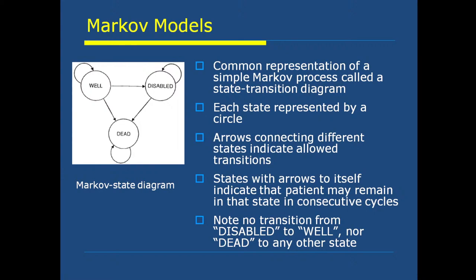States with arrows to themselves indicate that patients may remain in that state in consecutive cycles. So look at the well state. A patient can remain in the well state for some cycles, and the same for the disabled state. Note that transitions from disabled to well, and from dead to any other state, are impossible.